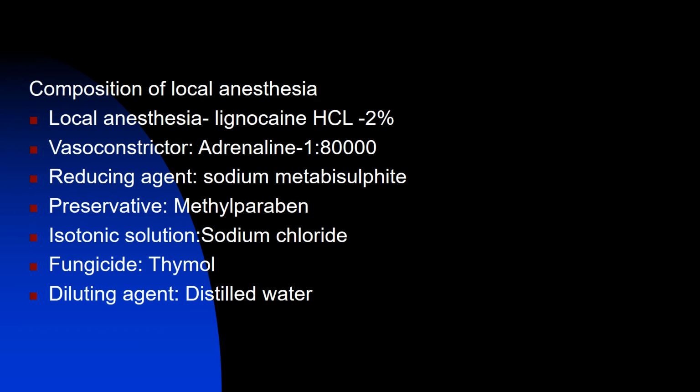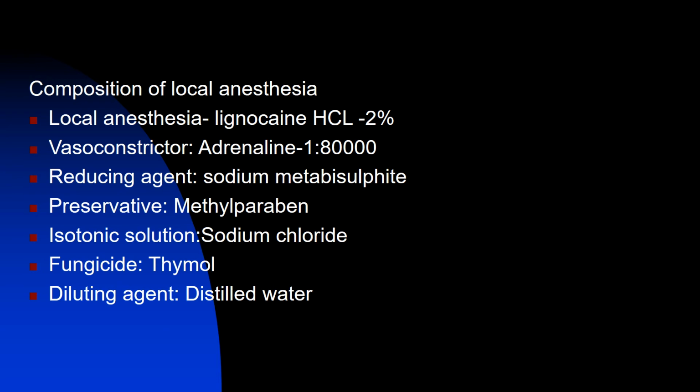Next one is the composition of the LA. What are the contents inside the local anesthetic solution? So the first one is lignocaine 2%. Next one is the vasoconstrictor, that is adrenaline 1 in 80,000. That concentration will vary, it depends upon the solution. Then the reducing agent is sodium metabisulfite. Preservative is methylparaben. So we want to preserve for a long span, we use the methylparaben.